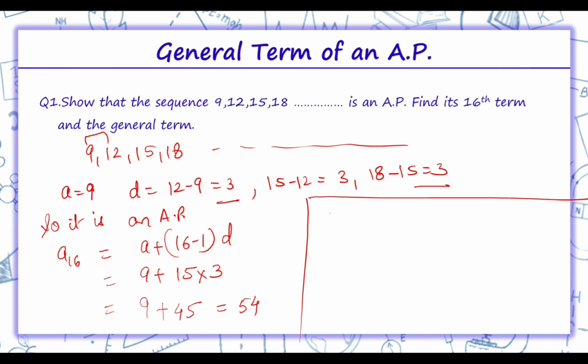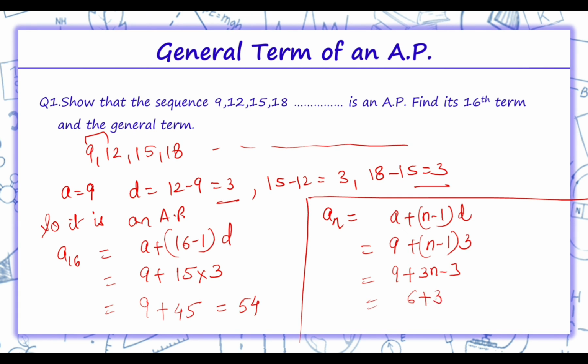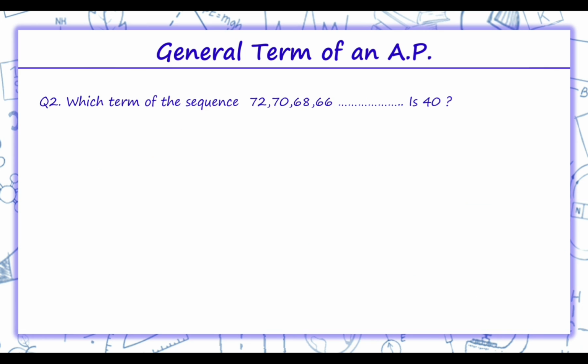Now we have to calculate its general term. So the general term will be A plus n minus 1 into D. We'll substitute the values of A and D over here. The value of A is 9, n minus 1 into 3. So we'll get 9 plus 3n minus 3. So we'll get 6 plus 3n. So this is how we can calculate its 16th term and we can calculate its general term.